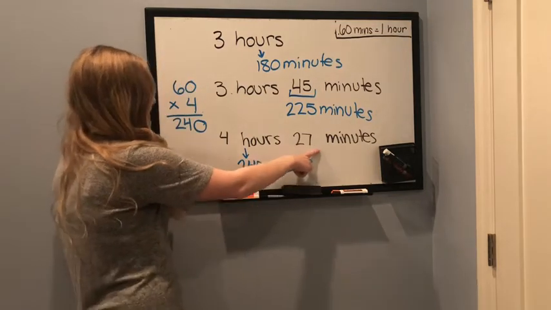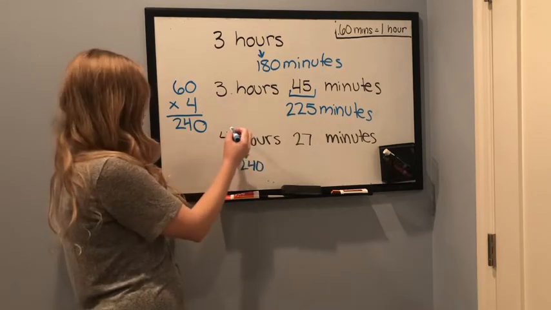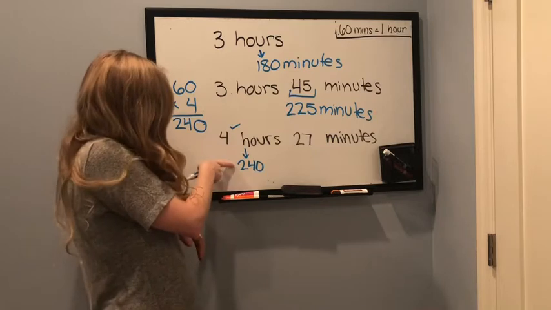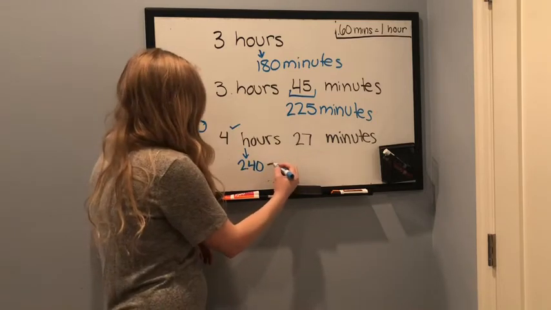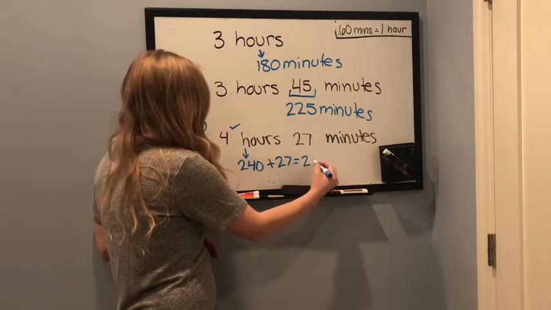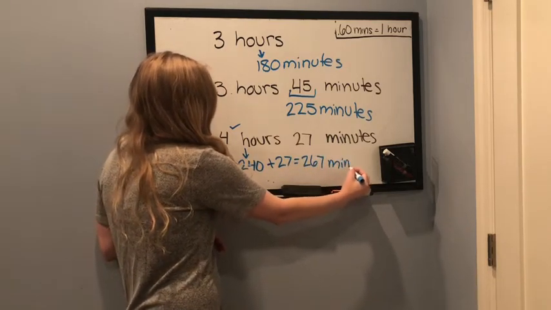And then we have to add on 27 minutes because it's 4 hours. Check. But we haven't checked off this 27 minutes yet. So 240 plus 27 is 267 minutes.